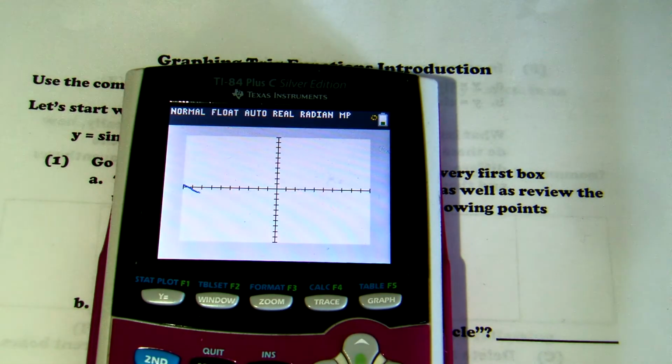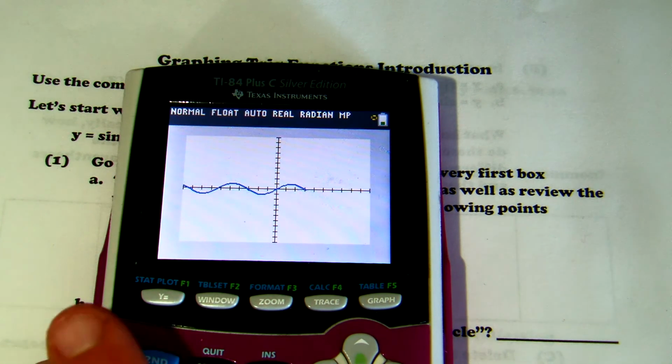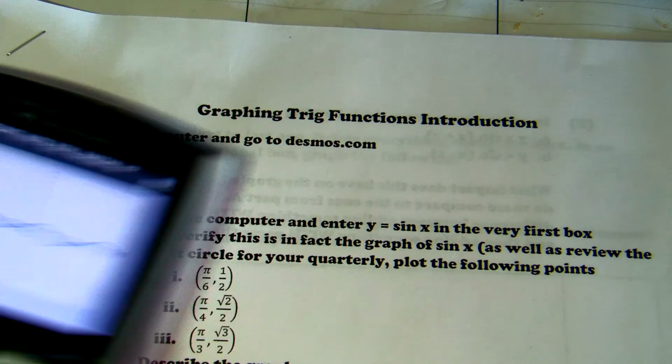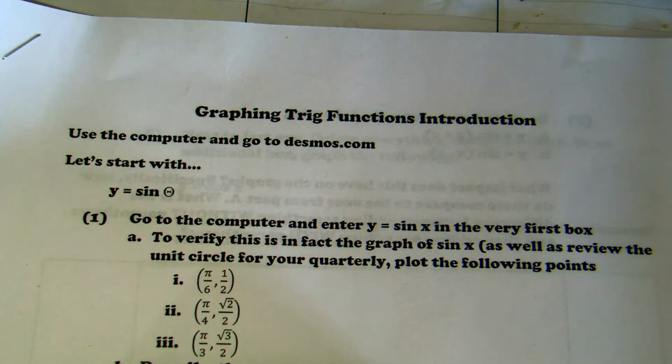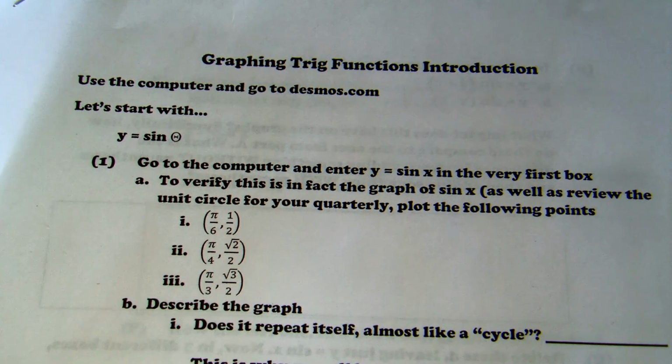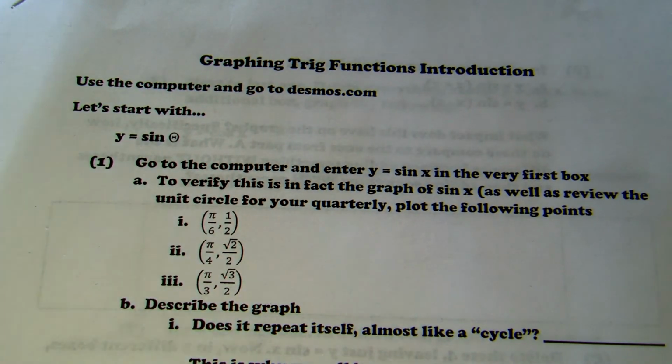All right. So basically, you see what it does. It's basically a wave. And if you graph those points, pi over 6, 1 half, pi over 4, root 2 over 2, pi over 3, root 3 over 2, you'll see they're all in that graph, which verifies that it's a sine graph from the last couple of weeks working with the unit circle.